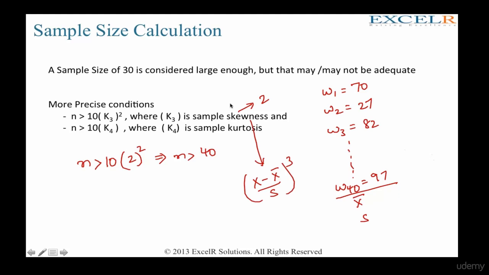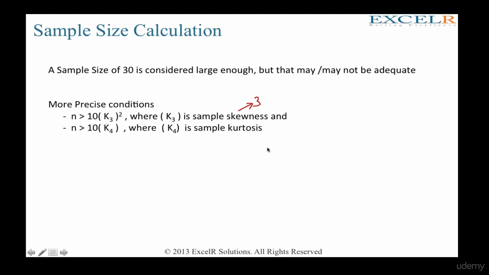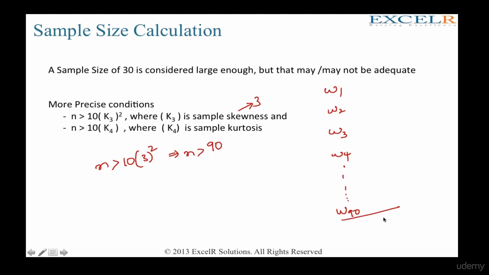Say this time you got a skewness value of 3. Then you substitute in this equation. N should be greater than 10 times skewness square, which implies n should be greater than 3 square is 9, 9 multiplied by 10 is 90. So this time, third time, you collect the weights of 90 individuals, and then once again you can calculate the mean, standard deviation, substitute in this formula of skewness, and you'll get a different skewness value.